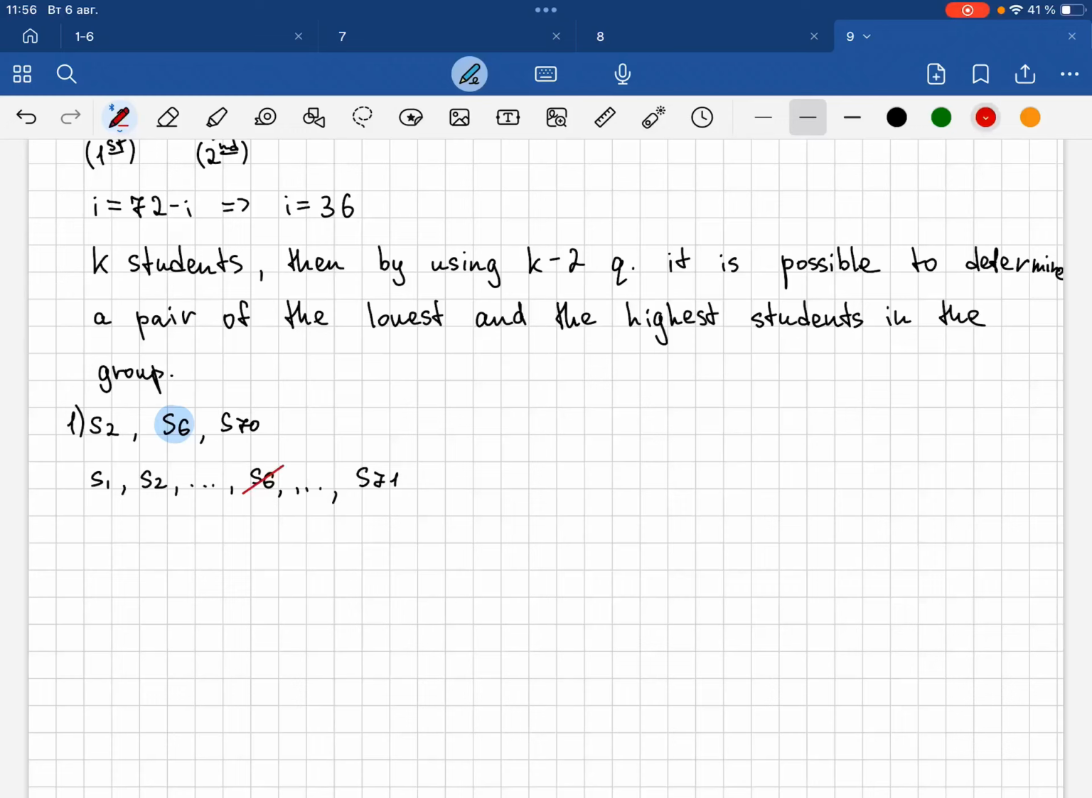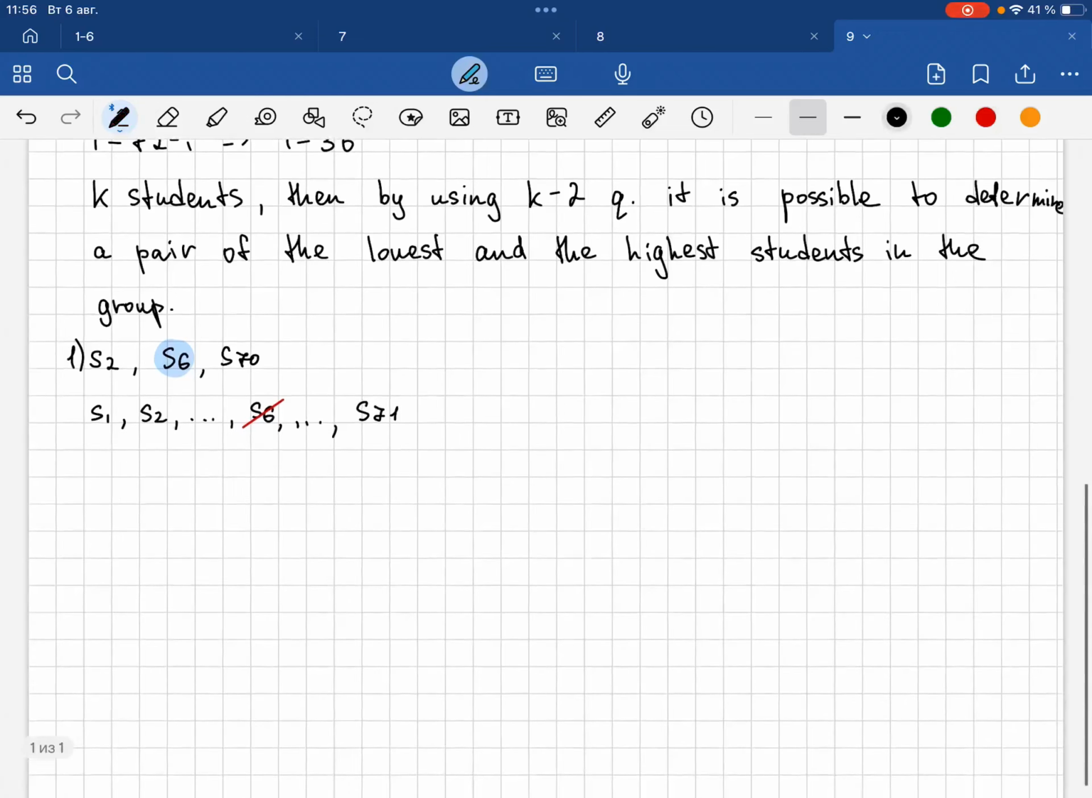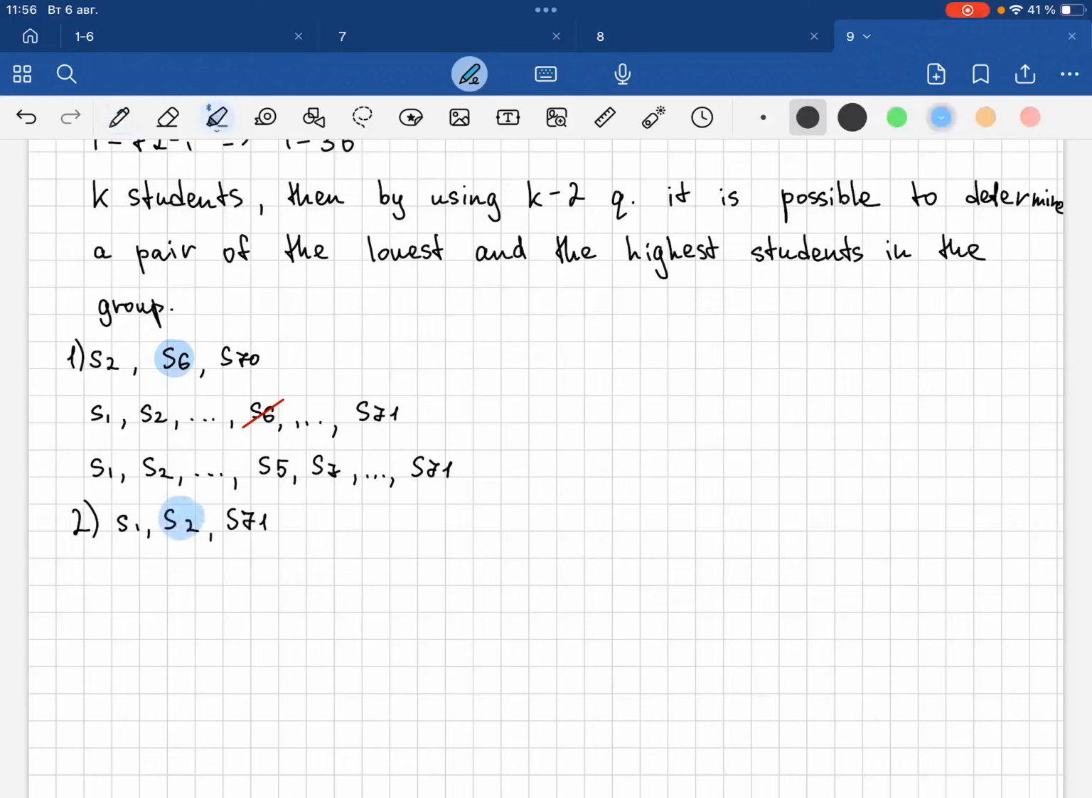Then we ask another question about students from our new group, S1, S2, and so on, S5, S7, so without S6 here, and so on, S71. We, for example, ask another question like S1, S2, S71. We know that this student is an intermediate student, and we'll cross it out and move to the next step.